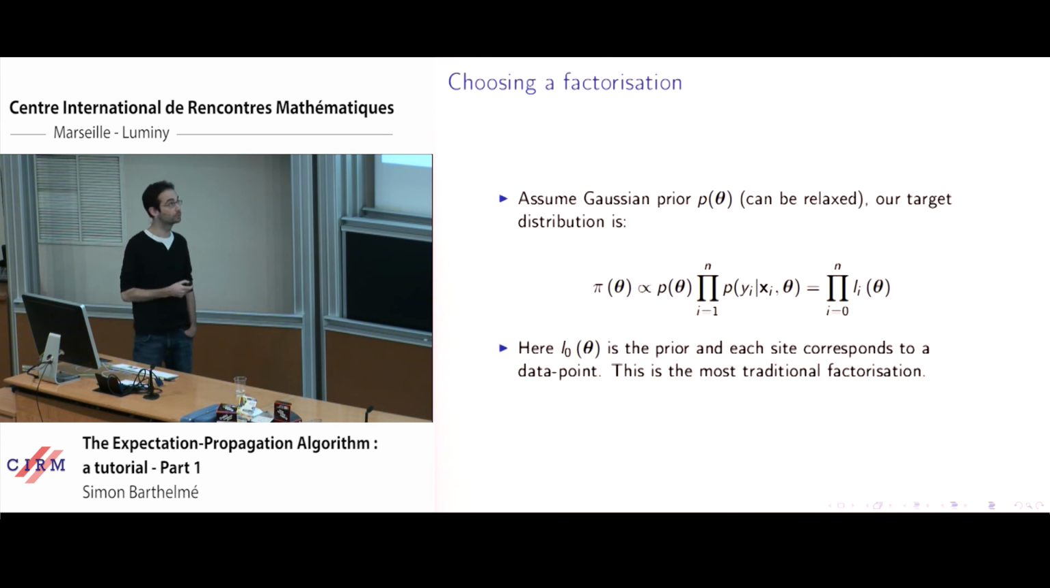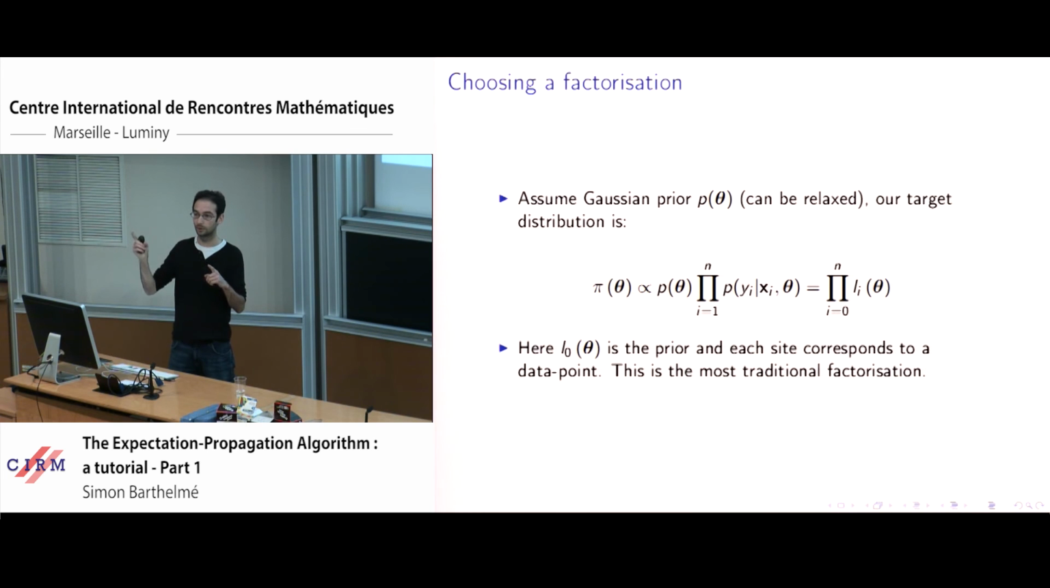In this simple case, we're just saying, well, my posterior distribution already comes in as a natural product, and I'm going to use this factorization. So you have n plus 1 sites, L0 being the prior, and each site is a likelihood, and a likelihood is just a sigmoid along some dimension of the thetas.